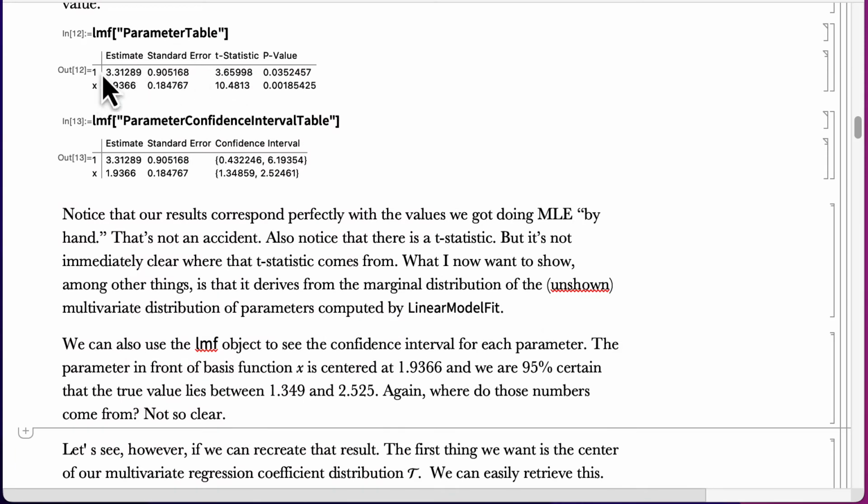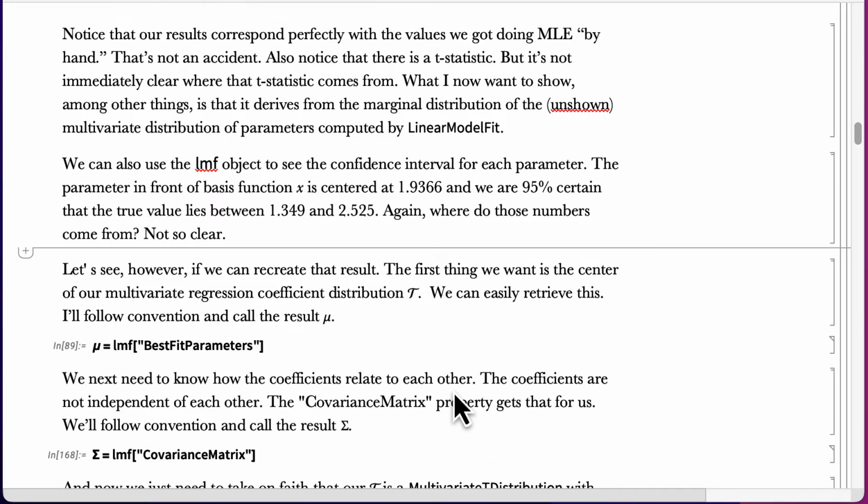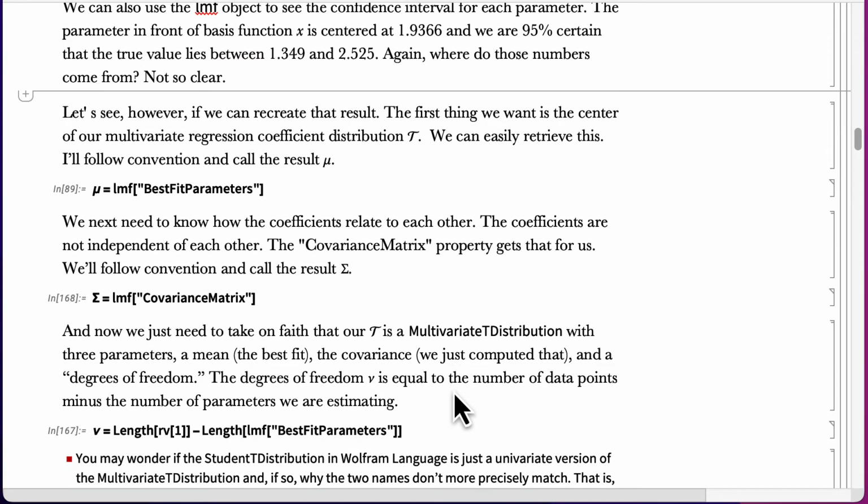Okay, so we have these numbers, but where do they come from, or at least where does the p-value really come from? Where does the confidence interval really come from? And so what I now want to do is to see if we can recreate that result so that we have a better understanding that these numbers aren't coming out of the air. And to do that, I want to create a multivariate regression coefficient distribution, and we'll call it big script T.